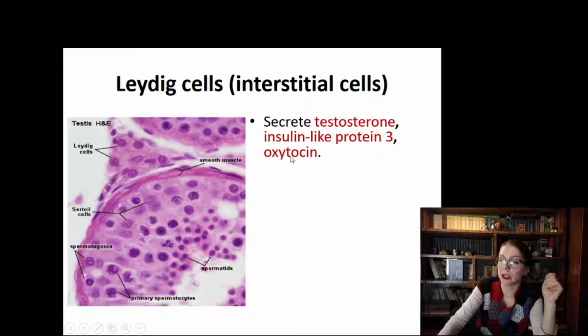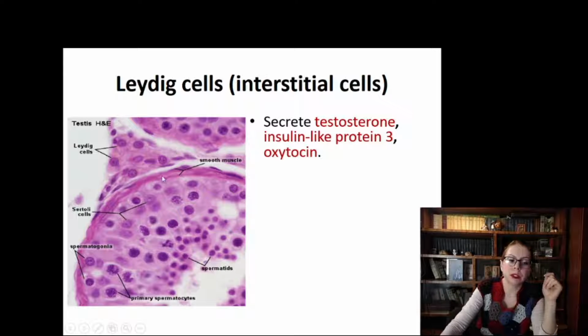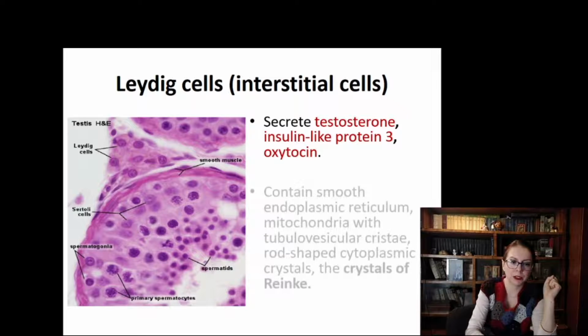And oxytocin, in females it stimulates the contraction of the uterus, and here it stimulates the contraction of myoid cells surrounding the ductuli seminiferi contorti, or the convoluted tubules. So those myoid cells, by contraction, stimulate spermatozoa movement along the system of ducts.